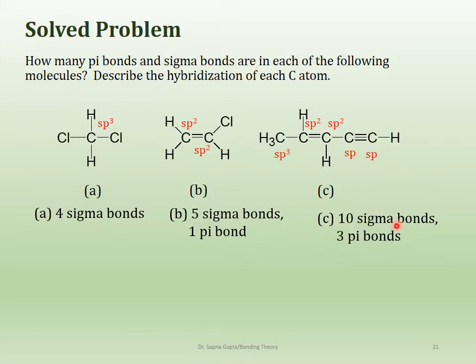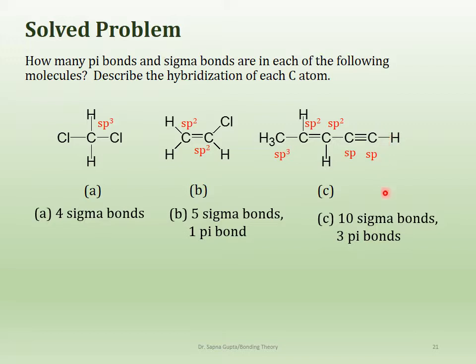And so we have 10 sigma bonds and 3 pi bonds. Where are the 3 pi bonds coming from? 1 from here and 2 from here, so they have a total of 3 pi bonds. The sigma bonds are 1, 2, 3, 3 from this carbon here, 4, 5, 6, 7, 8, 9, 10. All the other bonds that are left over are all sigma bonds.